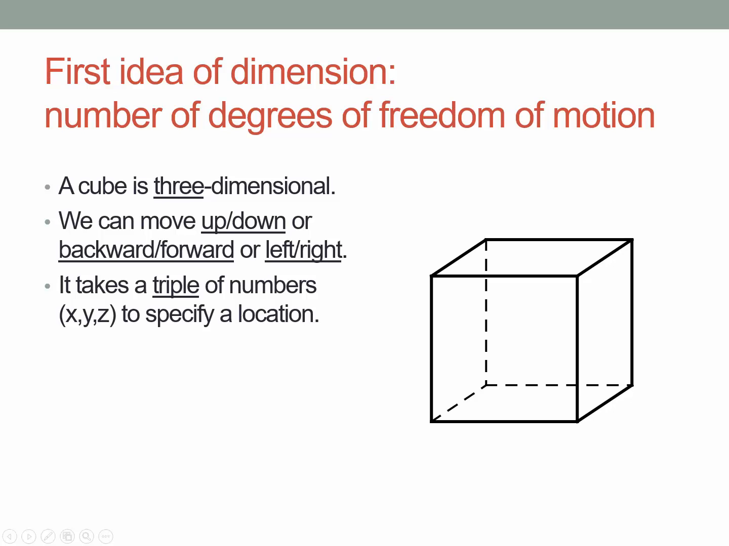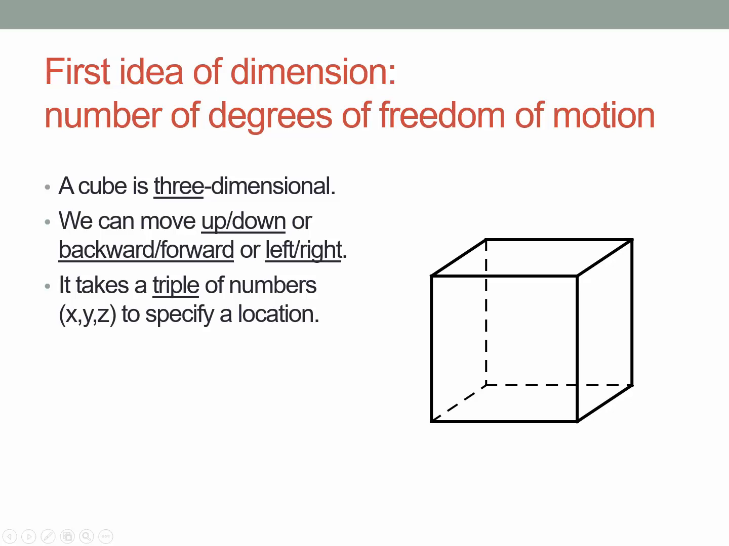So let's begin with perhaps the first idea about dimension. A dimension is a degree of freedom. So if you're talking about how many dimensions something has, you're talking about the number of degrees of freedom of motion, how many different directions you can move on that object. So consider a cube, and when I say a cube, I want to think about something that's solid. Okay, not just the faces of this as made out of paper, but perhaps it's made out of wood or something like that. And we all know that a cube is three-dimensional.